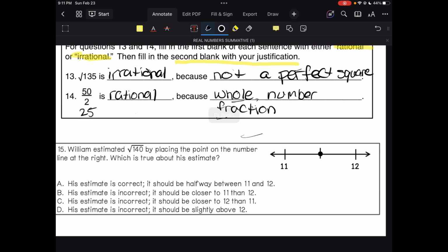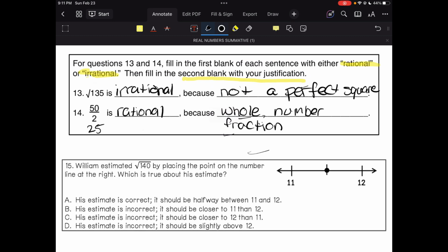The next one here is our final question. William estimated the square root of 140 by placing the point on a number line at the right, which is true about his estimate. So he placed it right in the middle. So you have 11 squared is 121. So 11 actually represents the value of the square root of 121. And 12 represents the value of the square root of 144. So his estimate is correct because it should be halfway between.